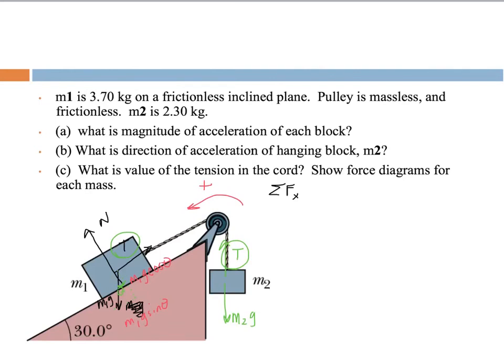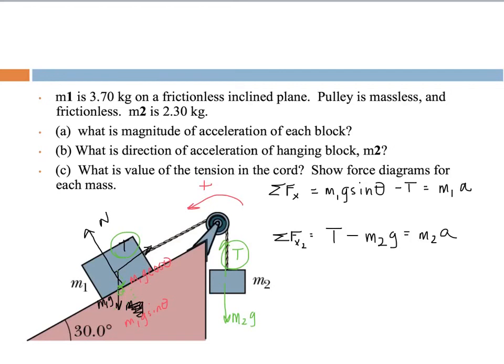So the sum of the forces in the x direction would be, for one object, m1g sine theta minus tension, again that tension is going opposite the direction that we're saying is positive, and that's equal to mass 1 times acceleration. And then for the other object, I'll say that tension is going to be positive because it's in the direction, and m2g is in the negative. And this is m2a.